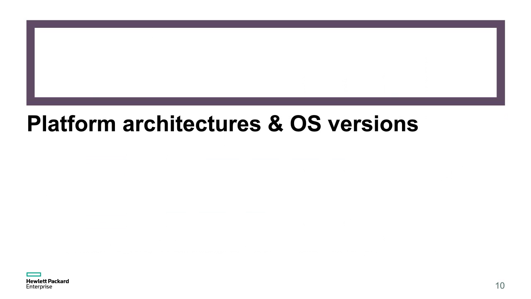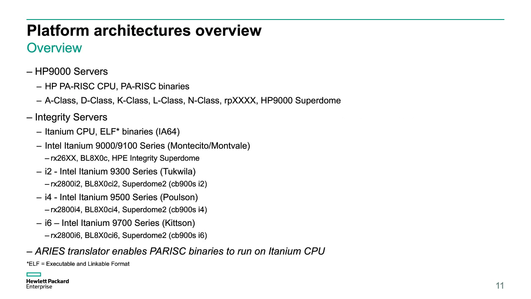So let's have a look at the platform architectures and the OS versions. If you're running a PA-RISC-based server, these are known as HP 9000 systems, and some of the model numbers are listed there. And all of these systems use PA-RISC binaries. Integrity servers, on the other hand, use the Itanium CPUs, also known as IA64, and they use ELF binaries. And again, here are some of the model numbers that you might be familiar with that identify some of the product families related with those, right from the Montecito range right through to the Intel 9700 series on i6.